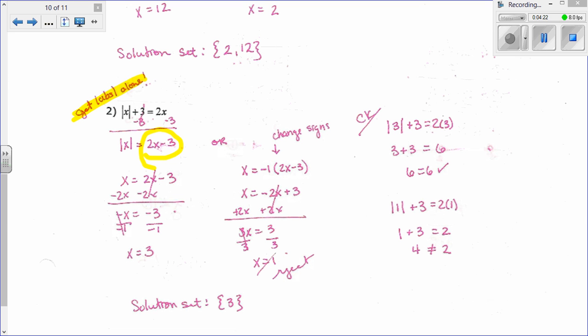These can be a little bit tricky, but as long as you remember to get the absolute value by itself and to solve for the positive and negative value, we just need to be careful here of this negative 1. If you have a binomial, you have to make sure that you distribute that. Okay? So, moving on.